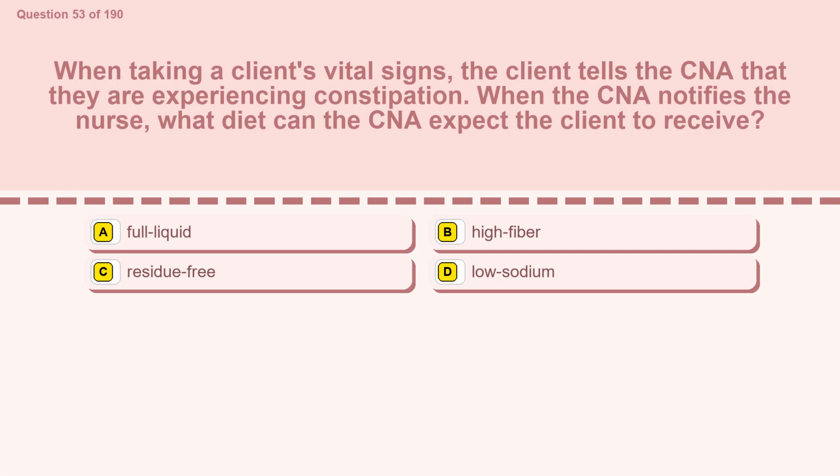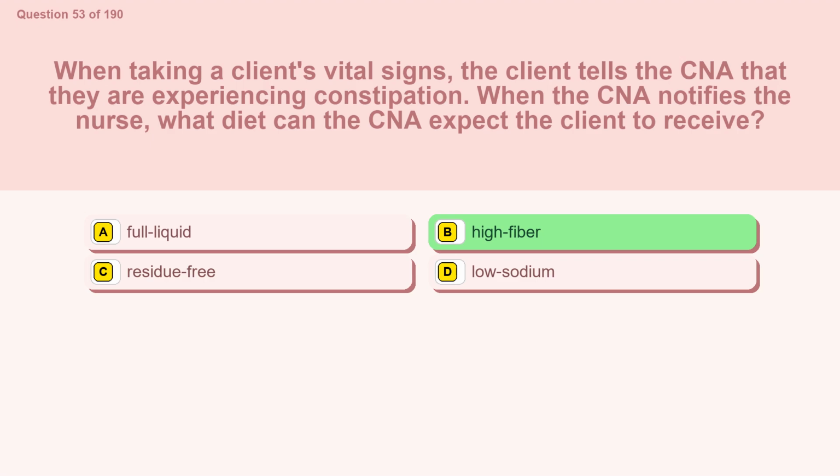Question 53. When taking a client's vital signs, the client tells the CNA that they are experiencing constipation. When the CNA notifies the nurse, what diet can the CNA expect the client to receive? Option A, full liquid. Option B, high fiber. Option C, residue free. Option D, low sodium.